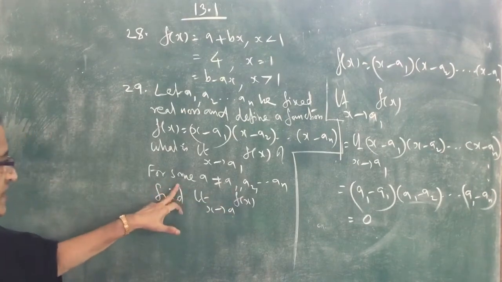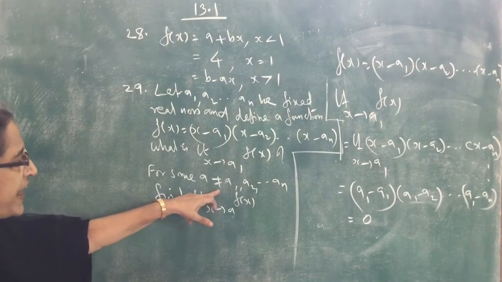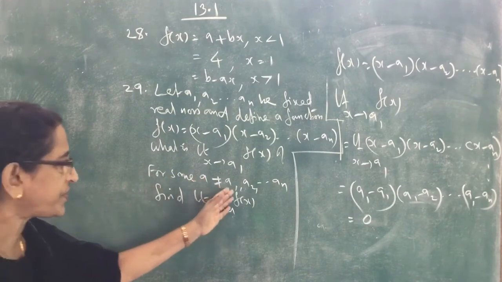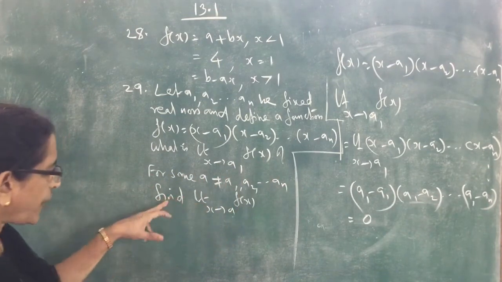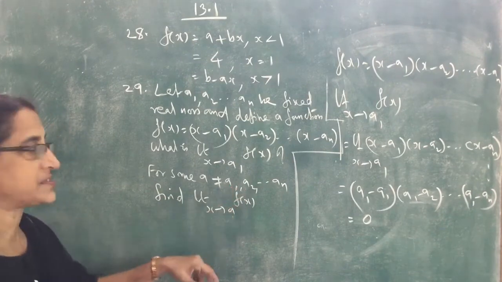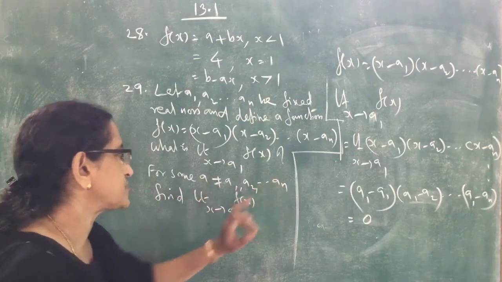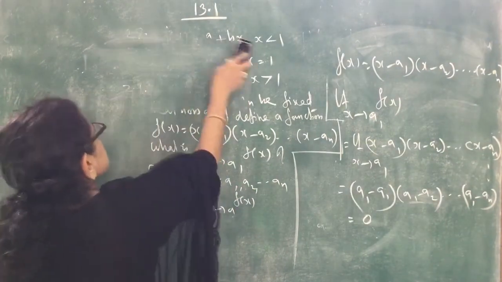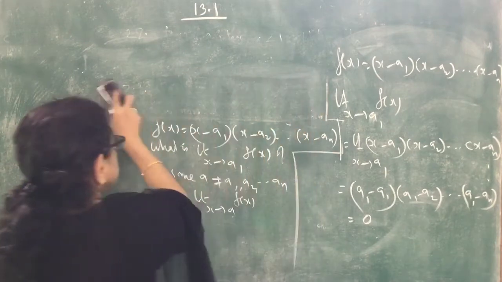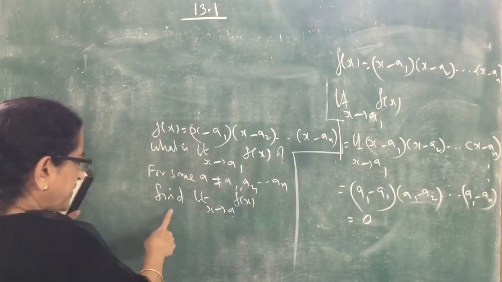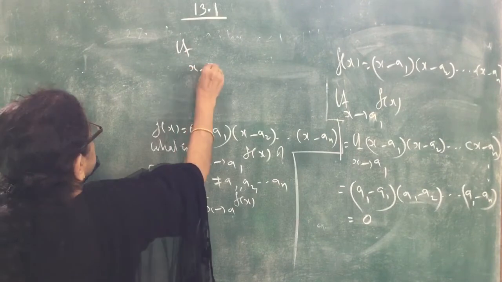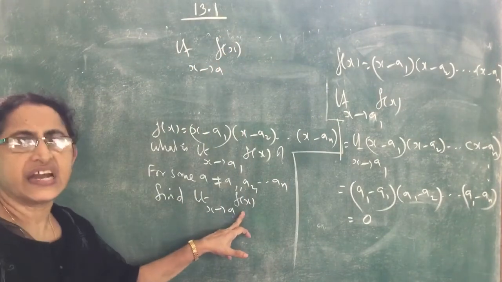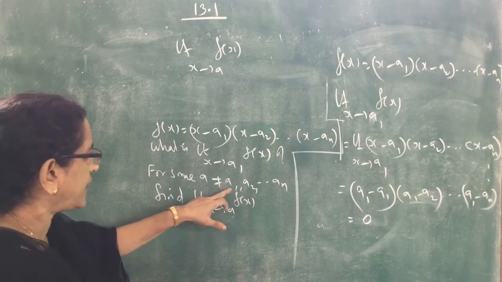Now one more question. For some a not equal to a1, a2, etc. an. So there is some number a which is not equal to any one of the numbers a1, a2, etc. an. So we have to find the limit x tends to a of f of x, given that a is not equal to these numbers.